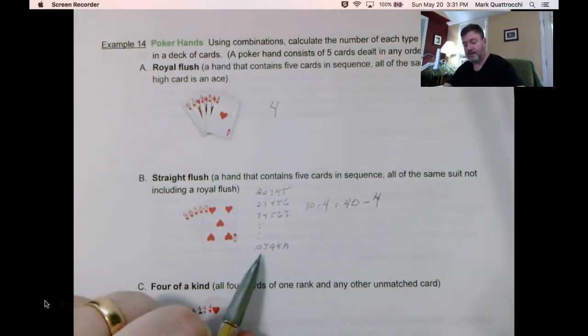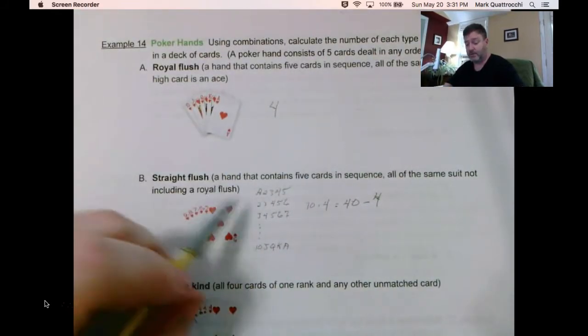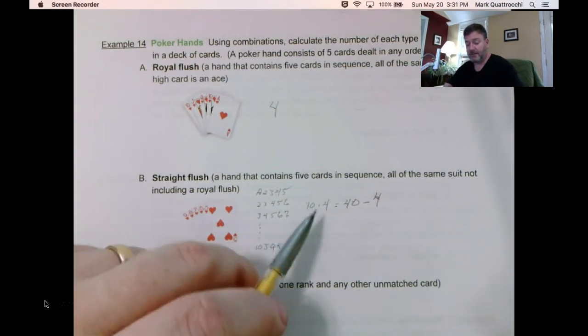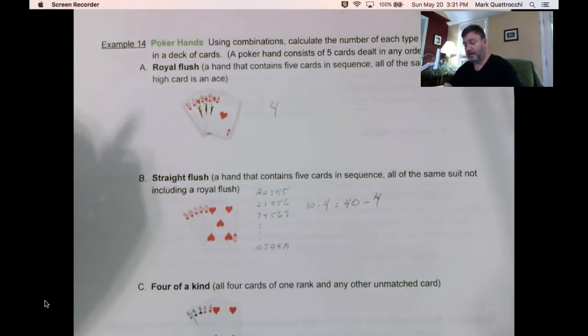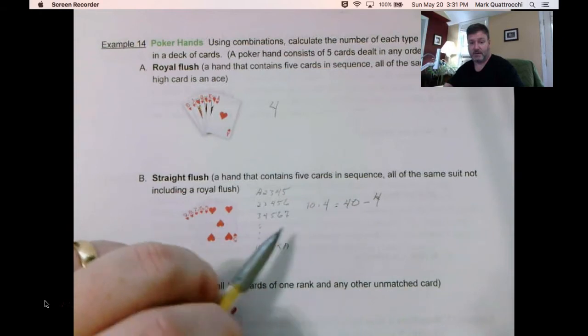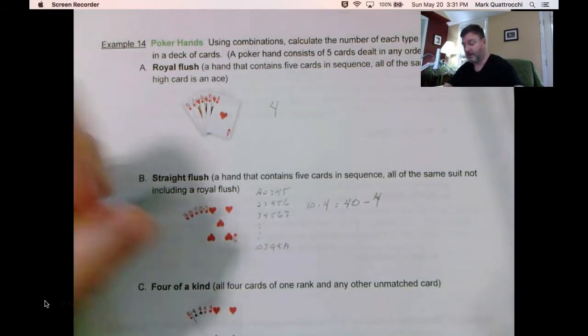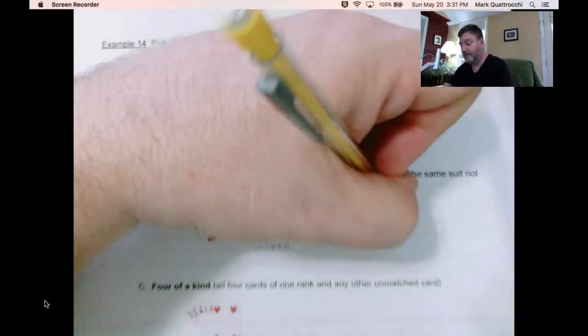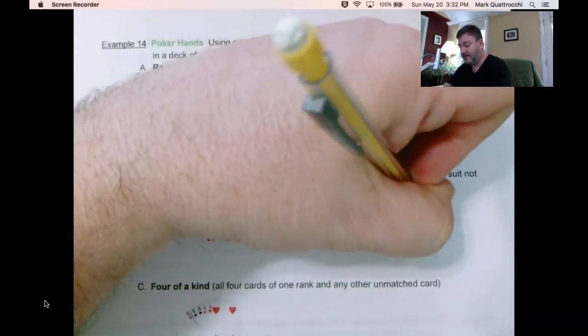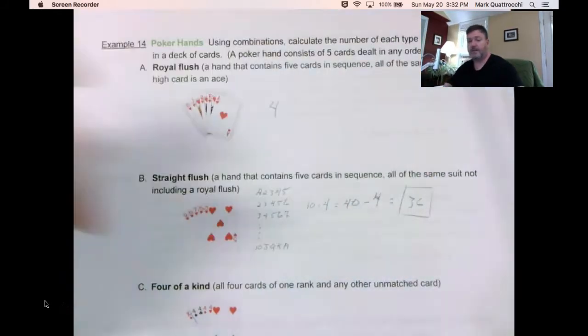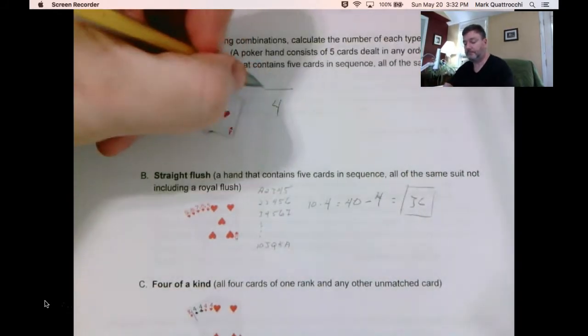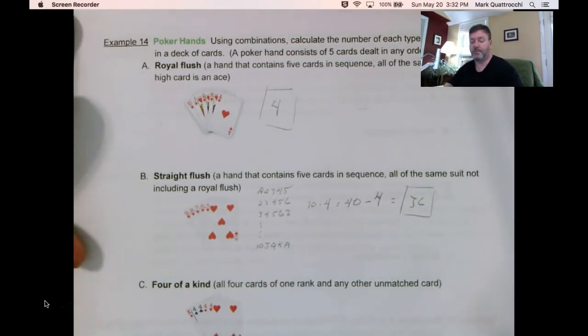So I didn't even need to count these. I could have done 9 times 4 here. Either I do 10 times 4 and then subtract 4, or I do 9 times 4 and don't subtract 4 because I subtracted in the beginning. Either way, there are 36 straight flushes in a 5-card poker hand.